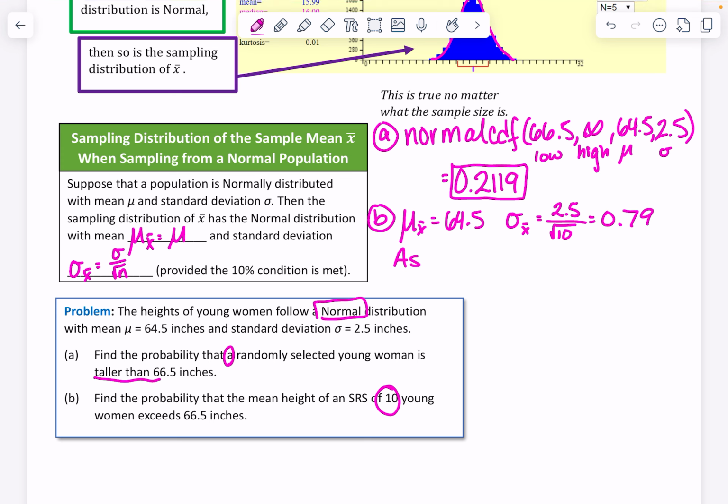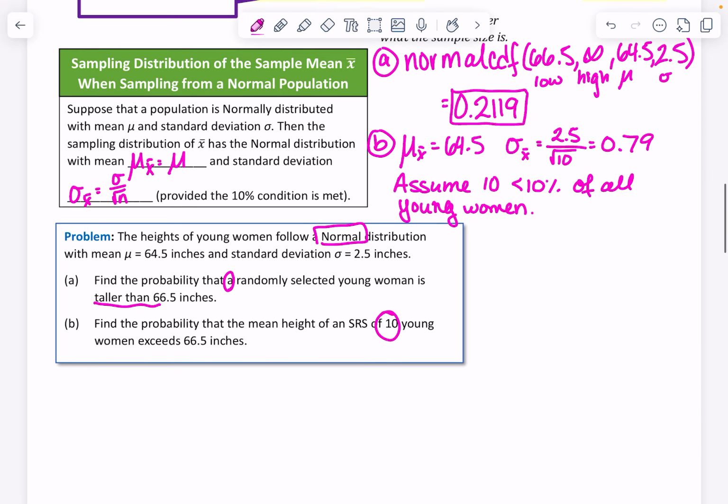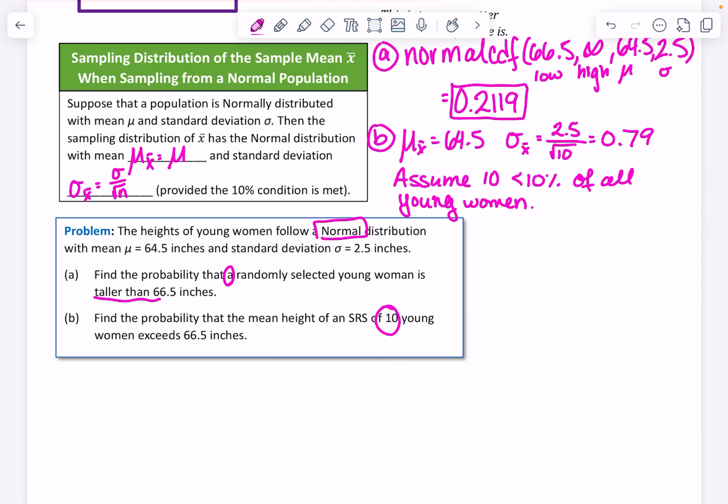And we also have to do the 10% condition. So assume 10 is less than 10% of all young women, which I think is valid. I think there's more than 100 women. All right, now, how do you know it's normal for us to do normal CDF? It told us the parent population is normal.